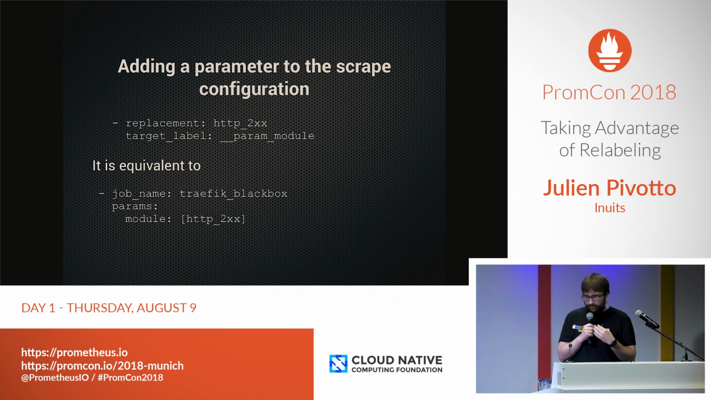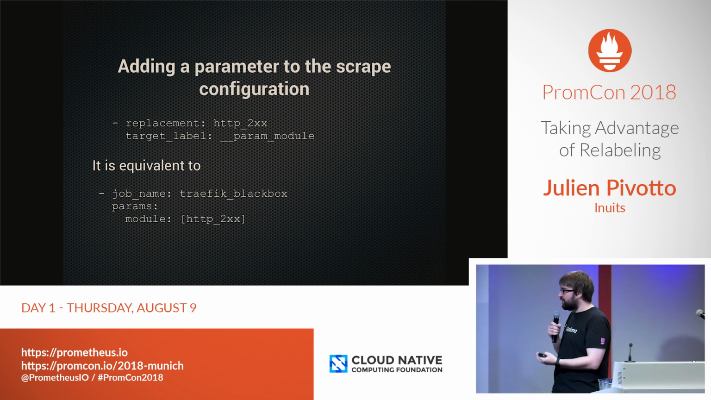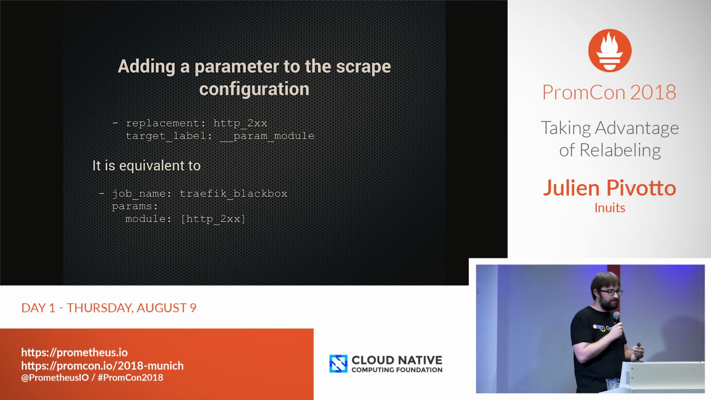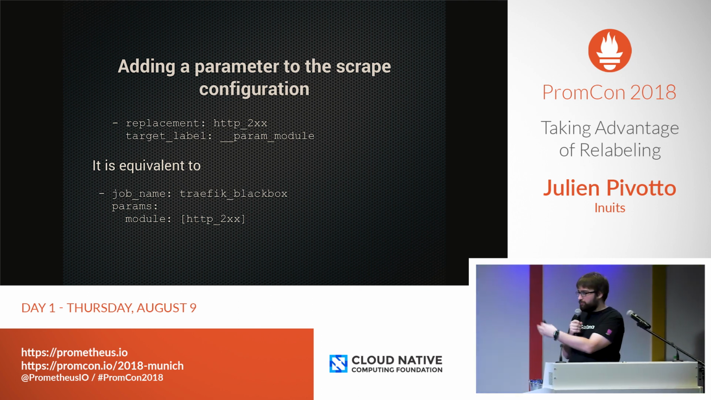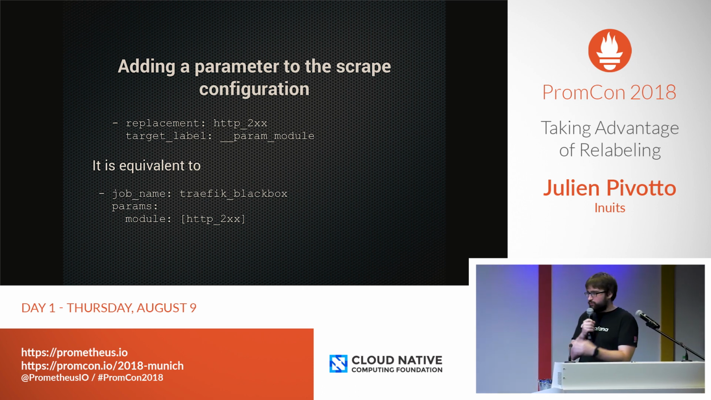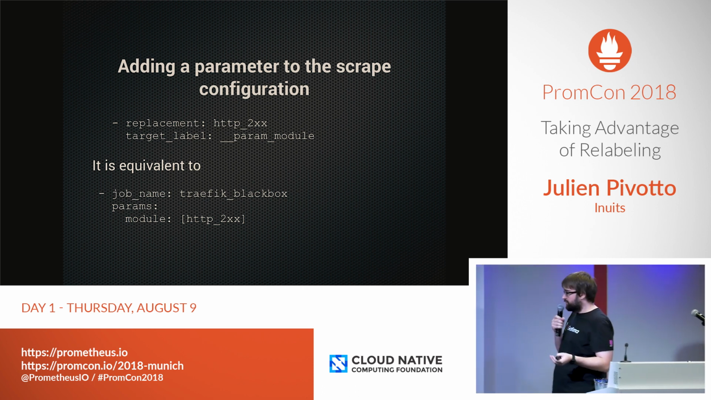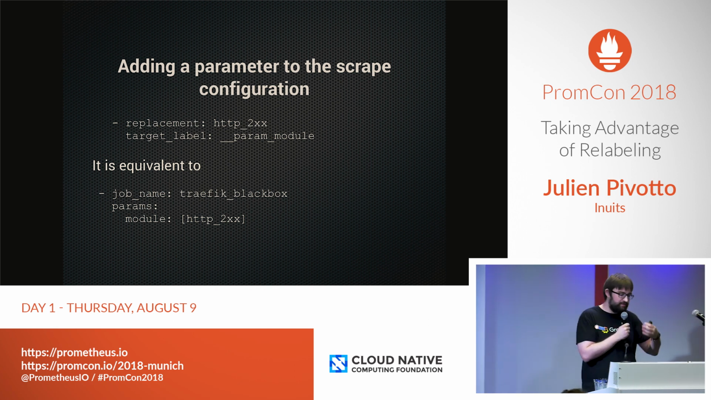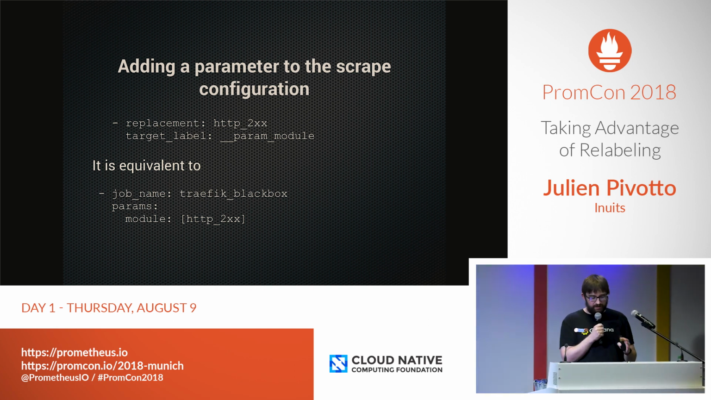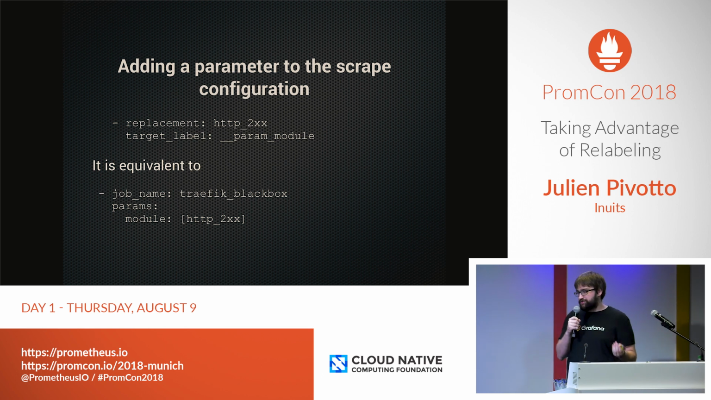Then I want to use the HTTP 2XX as a module for my black box exporter, which you can do in two ways. We have used the metric relabeling because then we have one configuration, but you can also add that statically in this case because that replacement and target label is unconditional. There is no condition. It will just always do it.